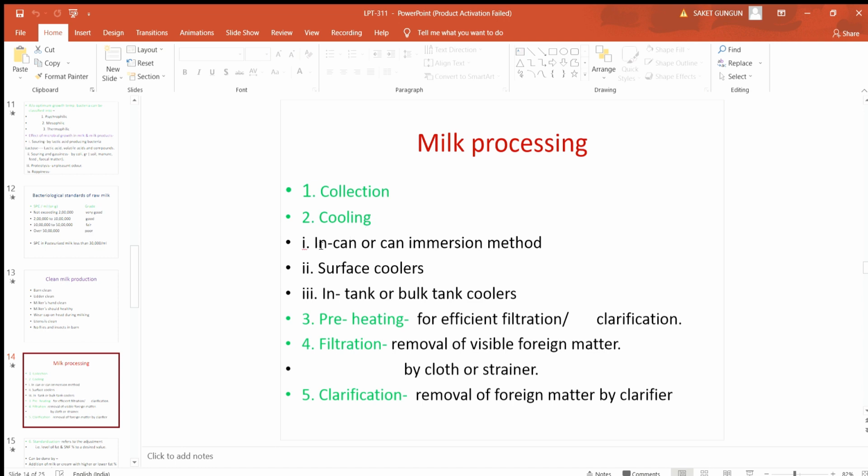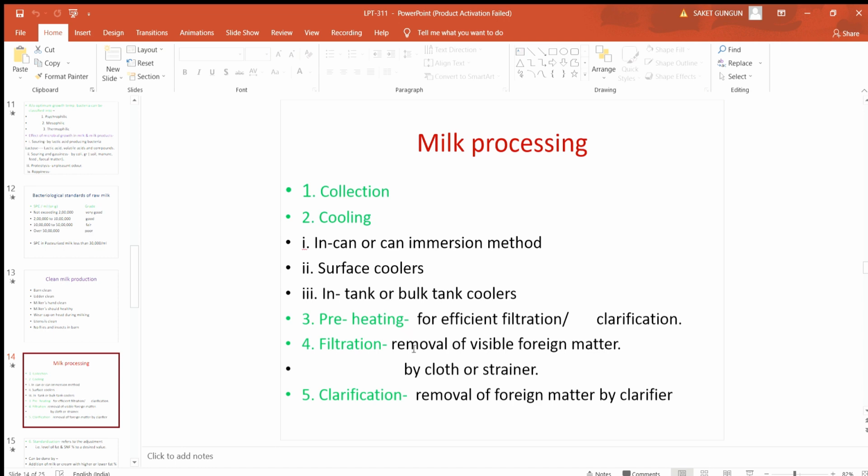Cooling can be done by the in-can or can immersion method, surface cooler method, or in-tank or bulk cooler tank methods. Preheating. After cooling, preheating of milk should be done for efficient filtration and clarification.